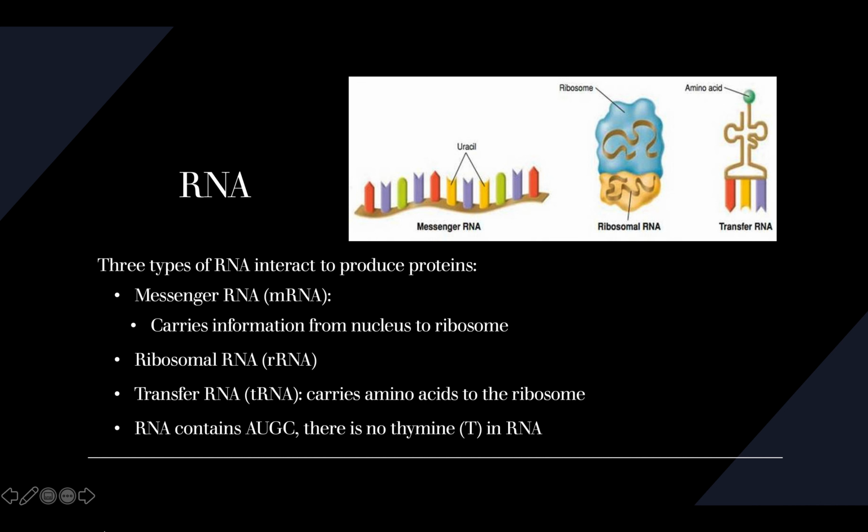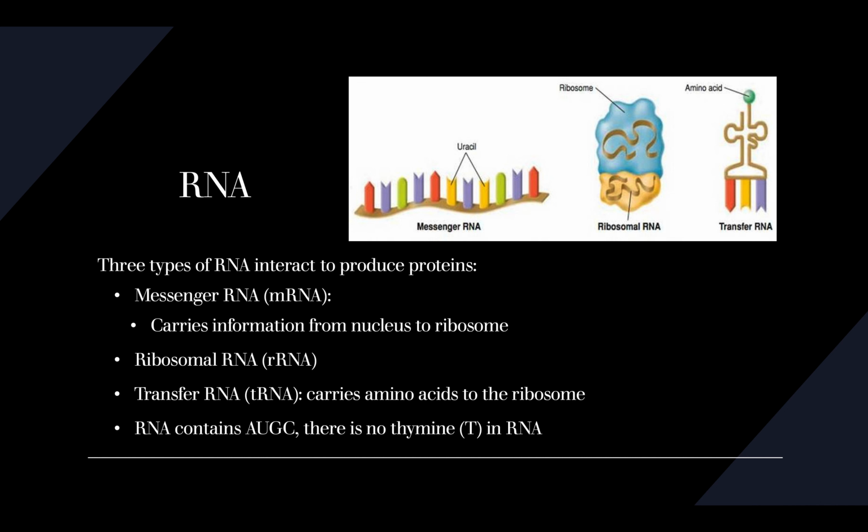Okay, so let's talk more about RNA. So there are 3 types of RNA that interact to produce proteins. So the first one we've seen a little bit in the previous slides is messenger RNA. So mRNA, messenger RNA carries information from the nucleus to the ribosome. So then we actually have ribosomal RNA, or rRNA, and we also have what we call transfer RNA, or tRNA. And a transfer RNA will carry amino acids to the ribosome.